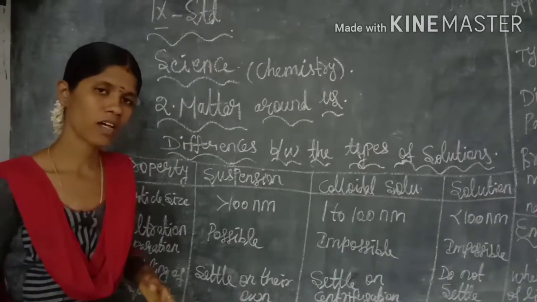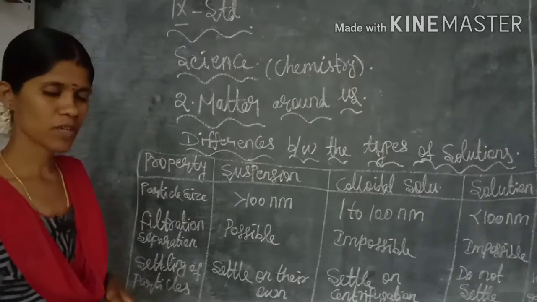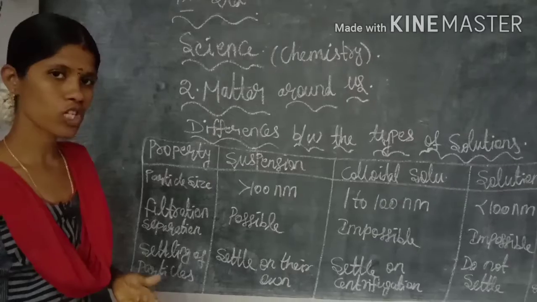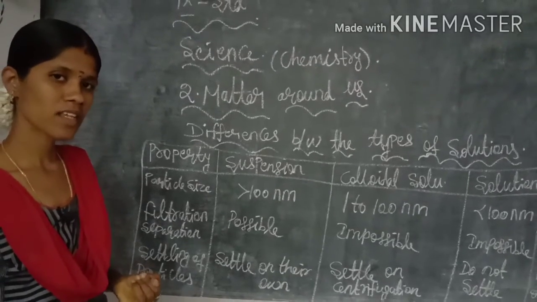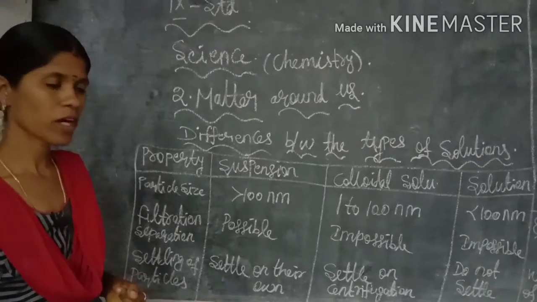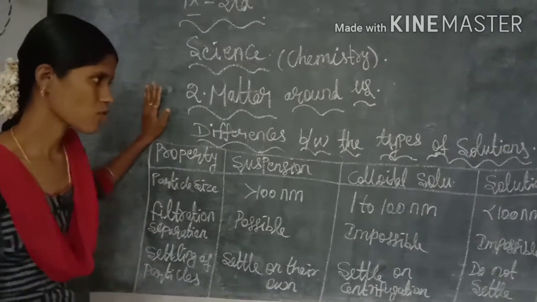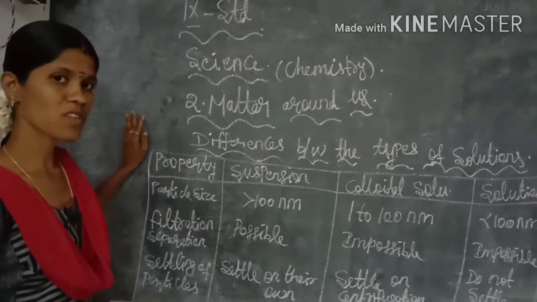In that we have seen the true solution, colloidal solution and suspension, and also we have learnt about the colloidal solution briefly. In that we have seen the Tyndall effect and the Brownian movement. So to continue that lesson, now we are going to learn about the differences between the types of solution.